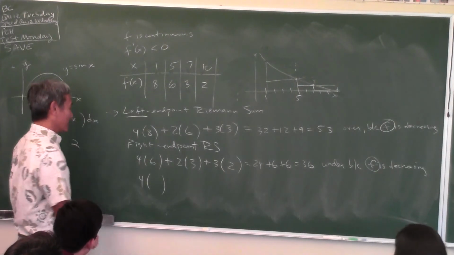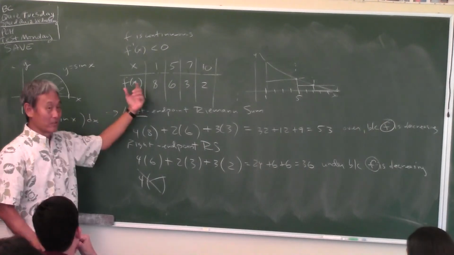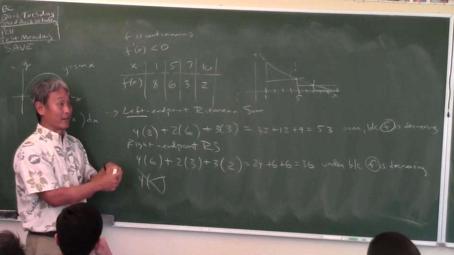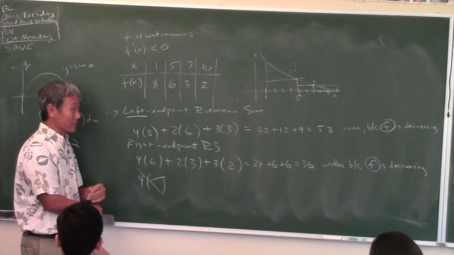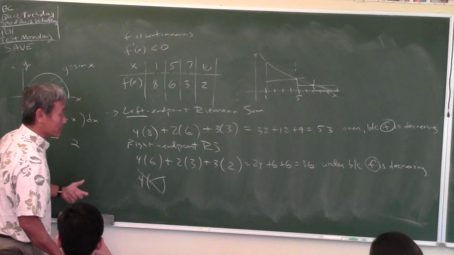So the answer is no, can't do. You cannot do a midpoint Riemann sum if the midpoint values are not given. However, if they give you the midpoint values, then you can do it. But in this problem, see, there's no y coordinate for 3. You cannot assume what it is.